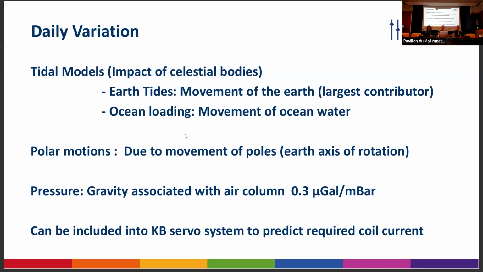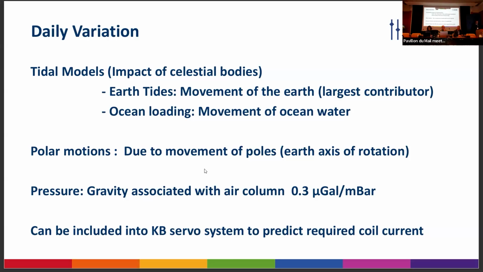There's also the polar motion corrections, which is related to a wobble that the Earth's axis has, and that needs to be corrected for. And also we measure the pressure above the balance, because the air column has a gravitational attraction that depends on the amount of air above it, which is dependent on the pressure. And that's typically about a 0.3 microgal correction per millibar.